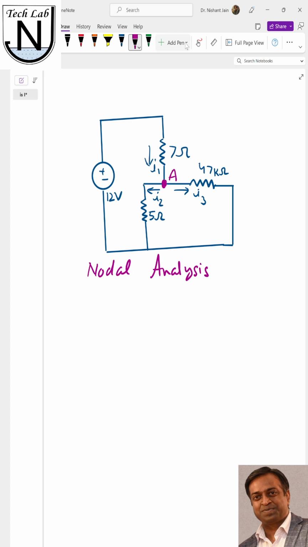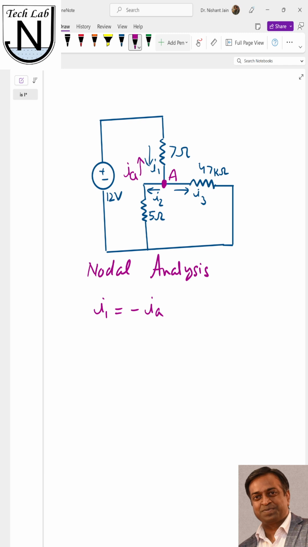To apply the KCL, you can see there are three currents, I1, I2 and I3. The current I1 is coming towards node A. I2 and I3 are going away from node A. To make it a little bit simpler, let me change the direction of current I1 and assume that the current is flowing away from A, and let this current be IA. So now if I relate I1 and IA, it is simply I1 equals minus IA.